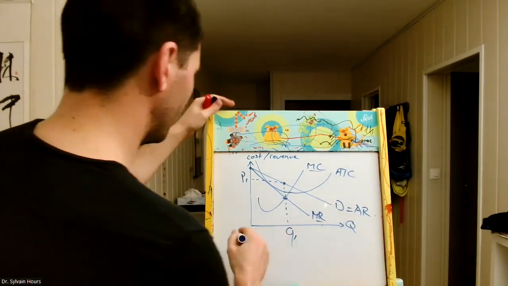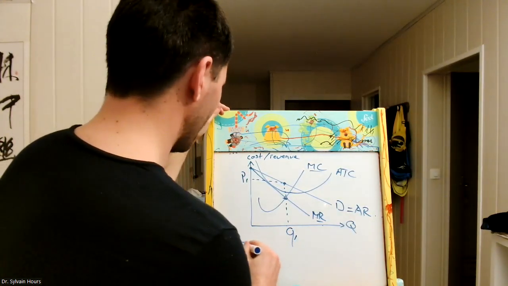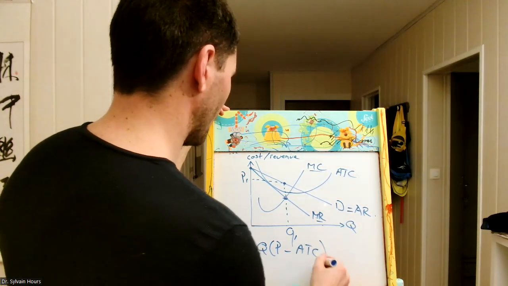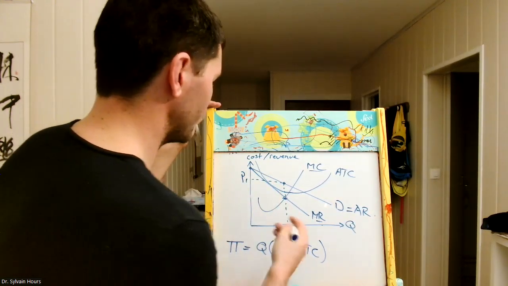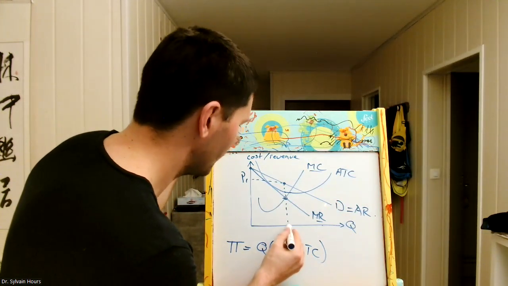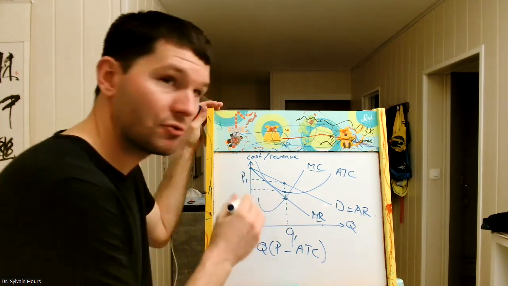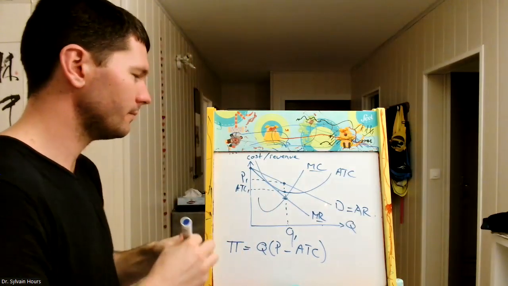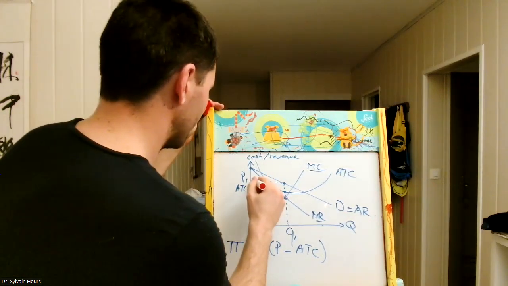And again, we can simply remember that profit, usually I use the capital letter pi for profit, is just the quantity times the price minus the average total cost. So the quantity is there, the price P1 is there, I just need the average total cost. How do I find it? I just start from Q1, I go up until I meet the average total cost, and that's ATC1. Q times P minus ATC, that's the profit.